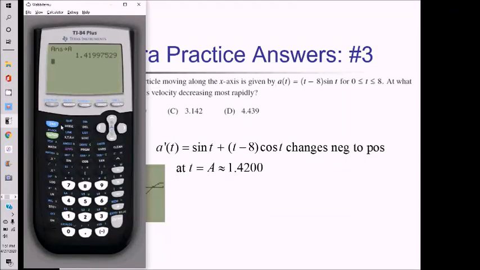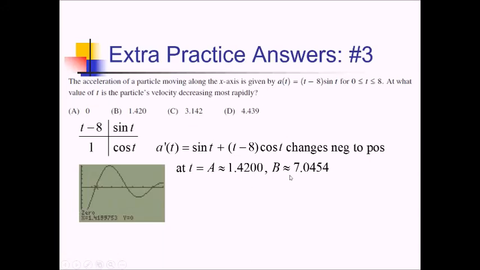Okay, let's go back and let's see, second trace again, zeros. And I'm not going to look at that middle one again because that's going to be a relative max. It can't possibly be the absolute min. And now let me go right here, enter, enter again to the right, enter again one more time. Comes out to about 7.0454. I'm going to call this one B.